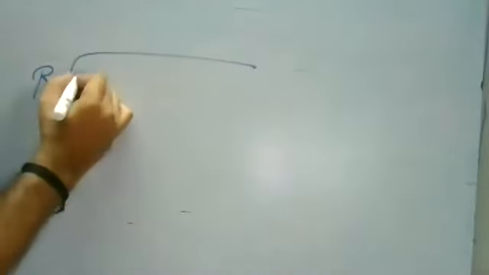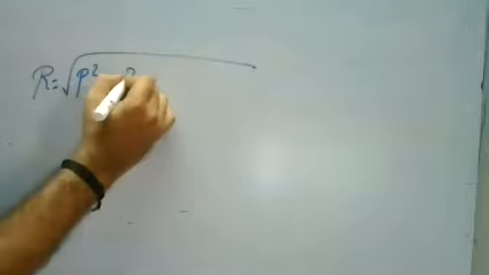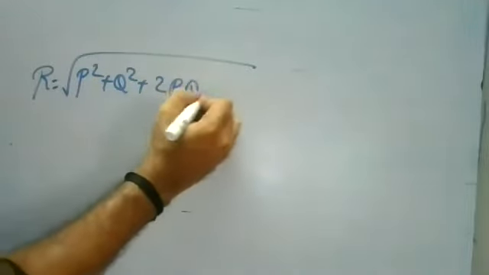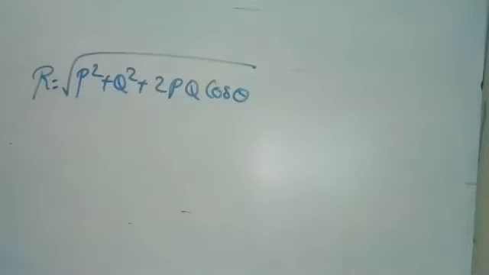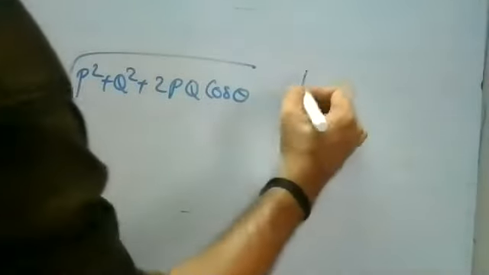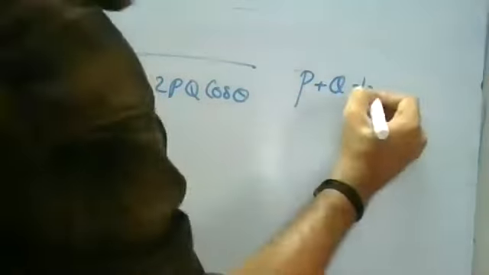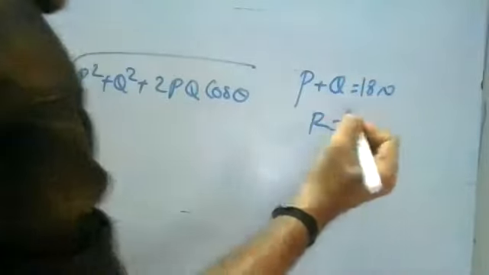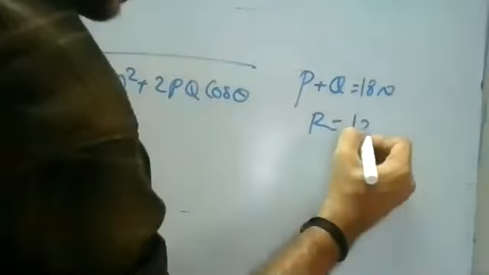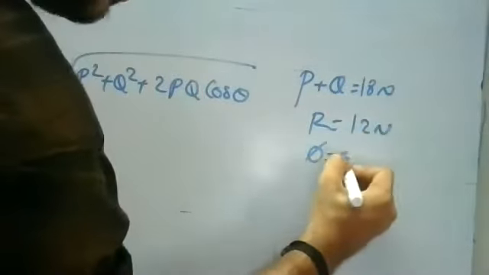Others, just see. We know the resultant formula: R is equal to square root of P square plus Q square plus 2PQ cos theta. But I don't know cos theta, and I don't know the individual values of P and Q. That is what we need to find out. So what is given? P plus Q is 18 newtons, and R is 12 newtons. That's all they have given, and phi is 90 degrees.